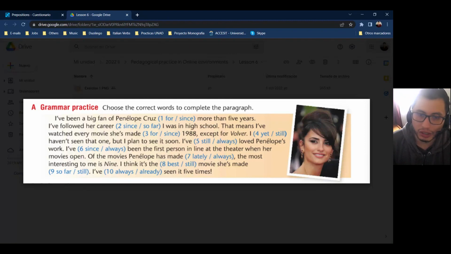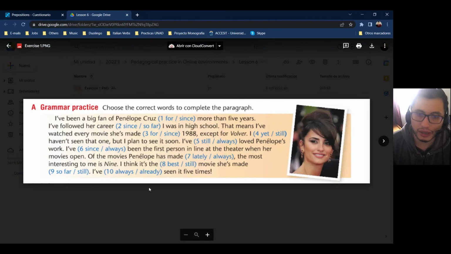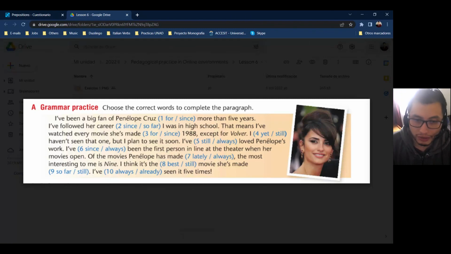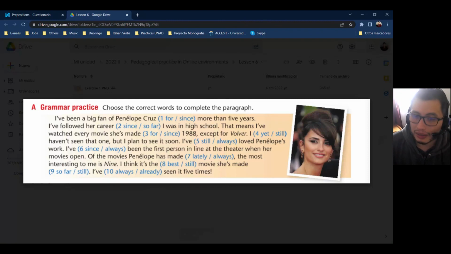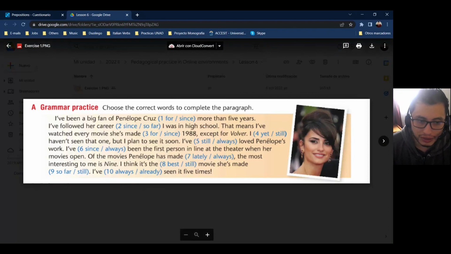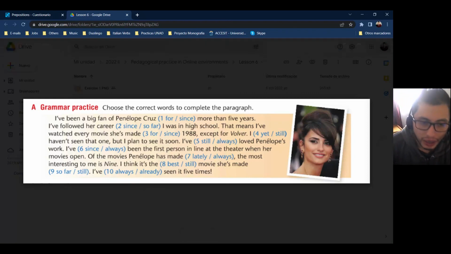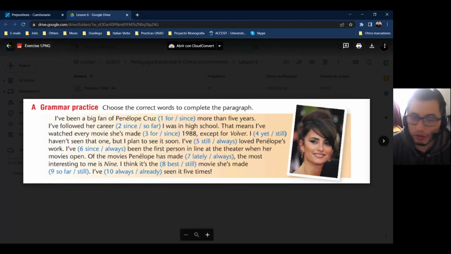"I have always loved Penelope's work." Okay, "I have always loved Penelope's work." "I have always been the first person in line at the theater when her movies open." "Of the movies Penelope has made lately, the most interesting to me is Nine." Yes, "I think it's the best movie she's made so far."